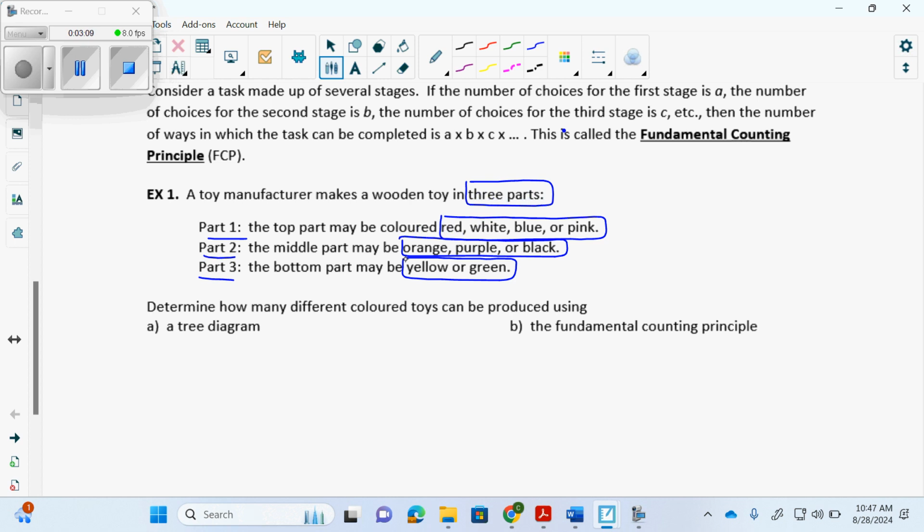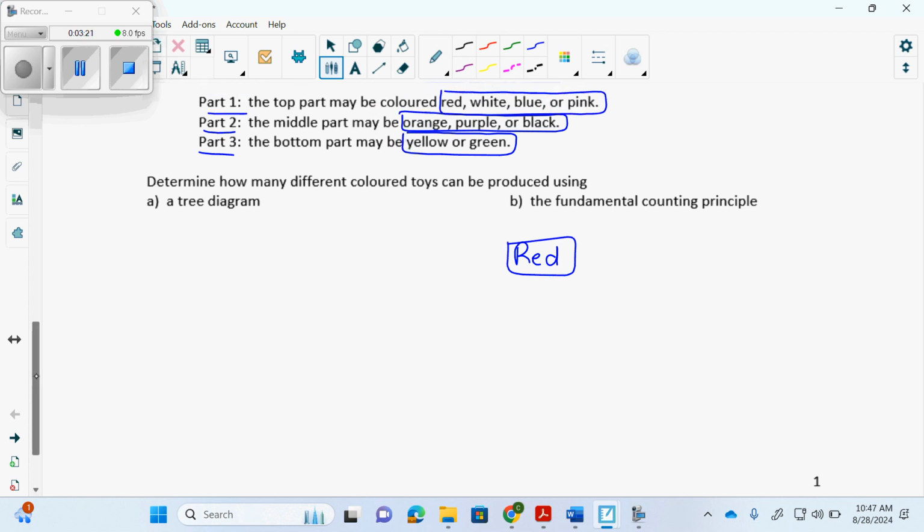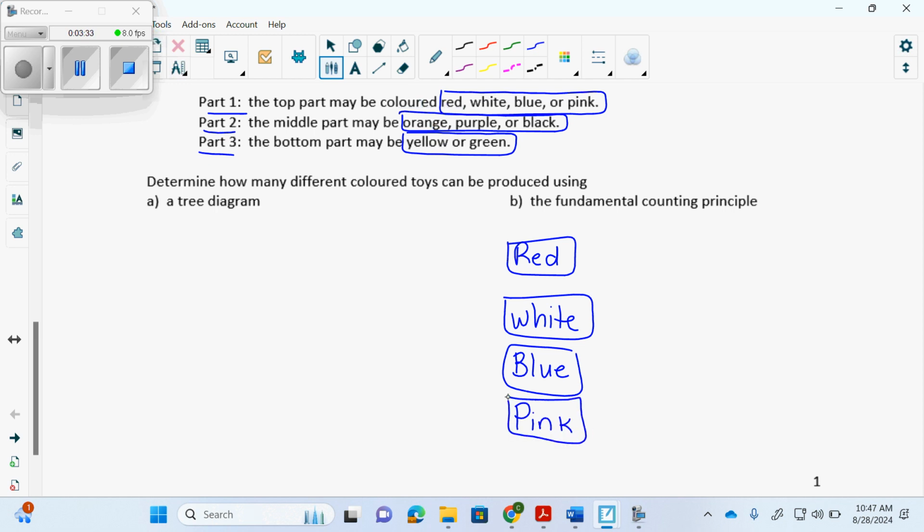Okay? Don't write this on yours. I'm not actually writing this here. I'm going to erase it. I'm just showing you what you would have in front of you. So in front of you right now, you would have red, white, blue, pink. So in front of you, this is what you have. Don't write this here. This is what you have on paper in front of you. We agree? You have those stacked in front of you.